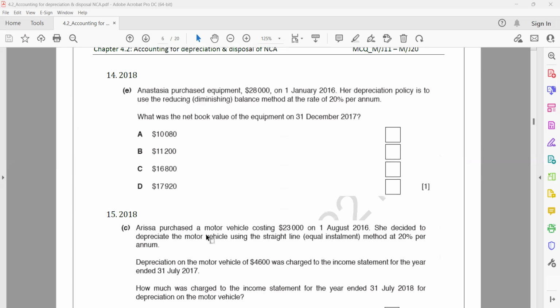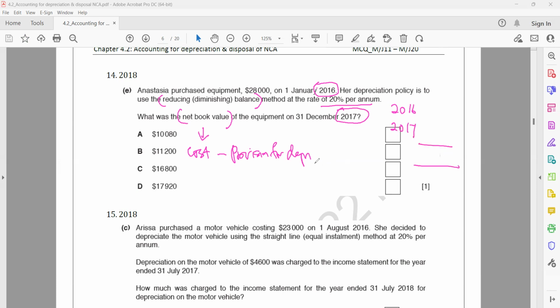Okay, question 14. Anastasia purchased equipment 28,000 on 1st Jan. If the depreciation policy is to use reducing balance method, what was the net book value? Net book value is cost minus provision for depreciation. Okay. Be careful with your dates. This is 2016. This is 2017. You have to calculate depreciation for 2016, 2017. Find your accumulated depreciation. Then you will get the answer.